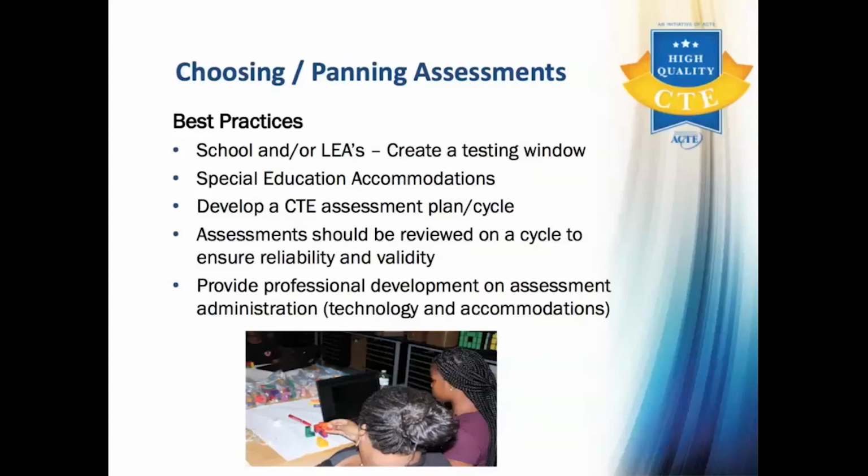And then provide professional development, which I don't think a lot of places do, on assessment administration. This includes technology and accommodations. A lot of our tests are technology driven, and a lot of times the teachers are getting ready to do the test and it's not ready to roll out. And so this makes a bad space for the student, a bad space for the teacher, and ultimately it could prevent us from meeting our goals at the various different levels for assessment practices.